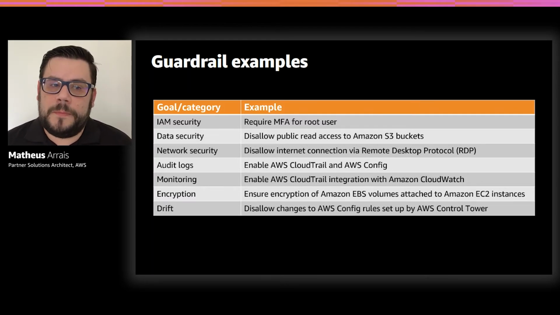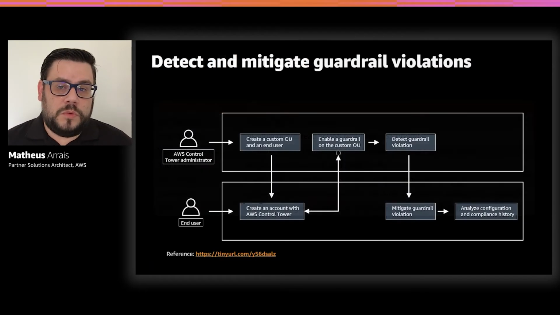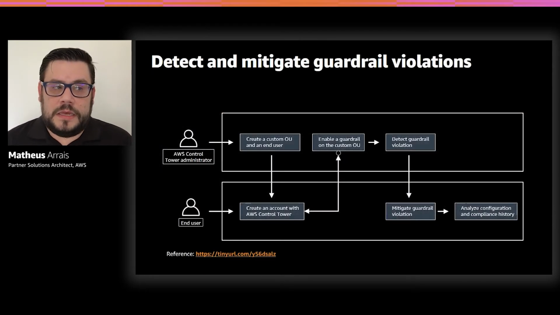So how should this work in terms of mitigation and detection? I have here a flow that demonstrates how this is going to be detected and how to mitigate it.